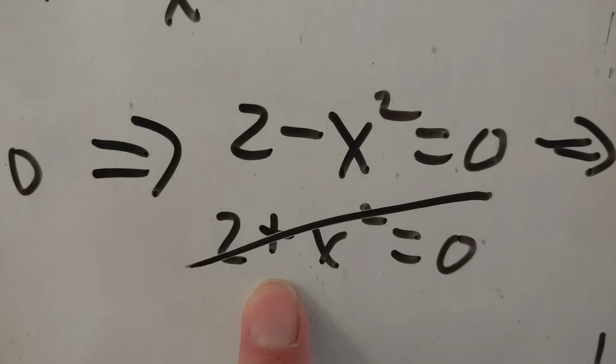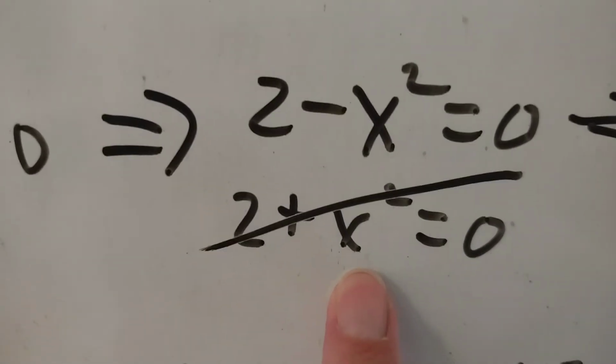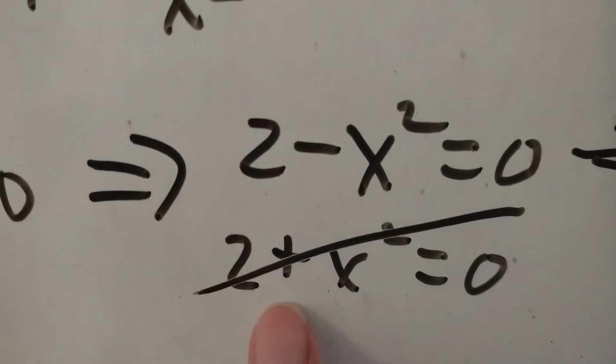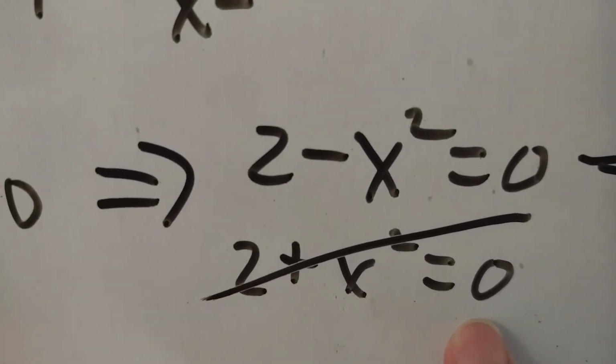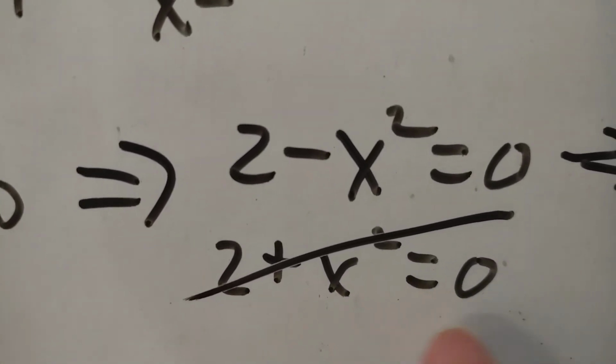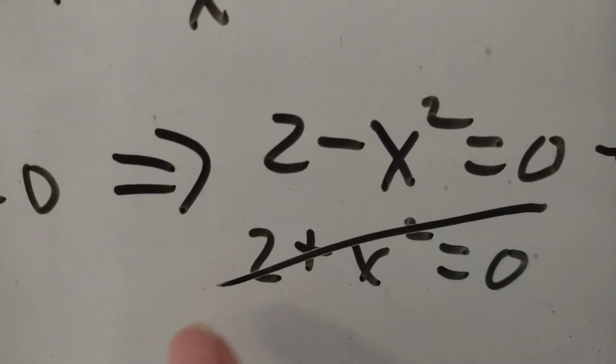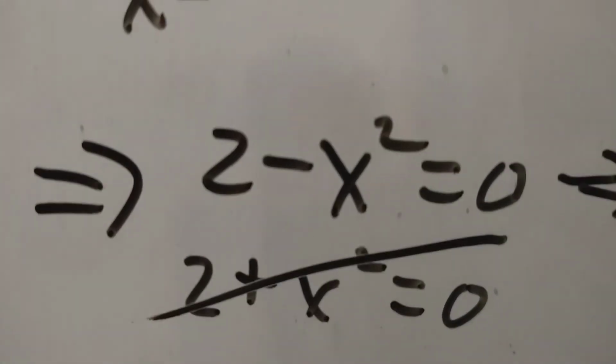But this is impossible, because x squared at the very lowest is 0. x squared is never negative. So 2 plus 0, or 2 plus a positive number, is never going to equal 0. If I subtracted 2 from each side, by the way, I'd get x squared equals negative 2. Impossible! So there's no solutions for that second equation. That's why I struck it out.